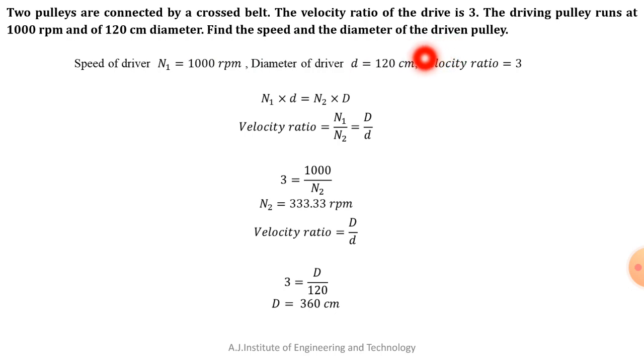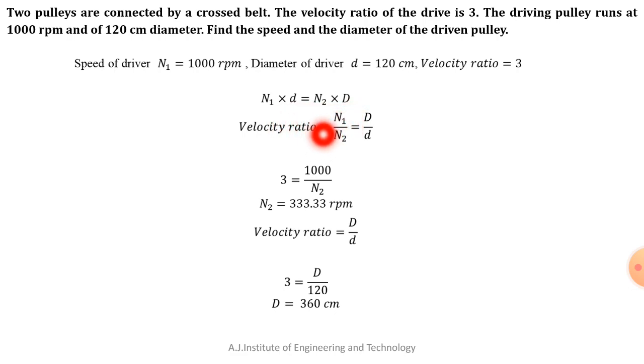So all the data related to the driver pulley is given. It means that the driving pulley runs at 1000 rpm, that is the speed of driver, 1000 rpm is given. Diameter of driver is also given, that is 120 centimeter. So you can convert into meter also, or you can keep the same unit. Find the speed and diameter of the driven pulley. Because velocity ratio is given here, you can easily find out with the help of this relation, n1 into d is equal to n2 into D.